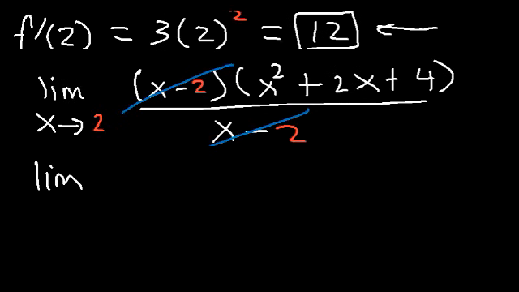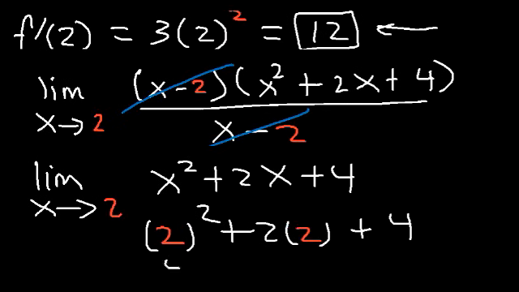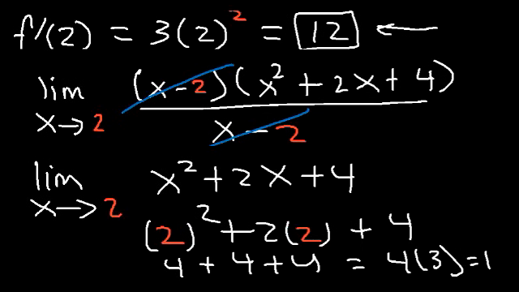So at this point, we can now plug the limit into the surviving equation. Let's replace x with 2. So it's going to be 2 squared plus 2 times 2 plus 4. 2 squared is 4. 2 times 2 is 4, plus another 4. 4 plus 4 plus 4, if you add it 3 times, is the same as multiplying 4 by 3, which is 12. And so we get the same answer. So that's how you can use limits to find the slope of the tangent line or to evaluate the derivative at a certain value of x.